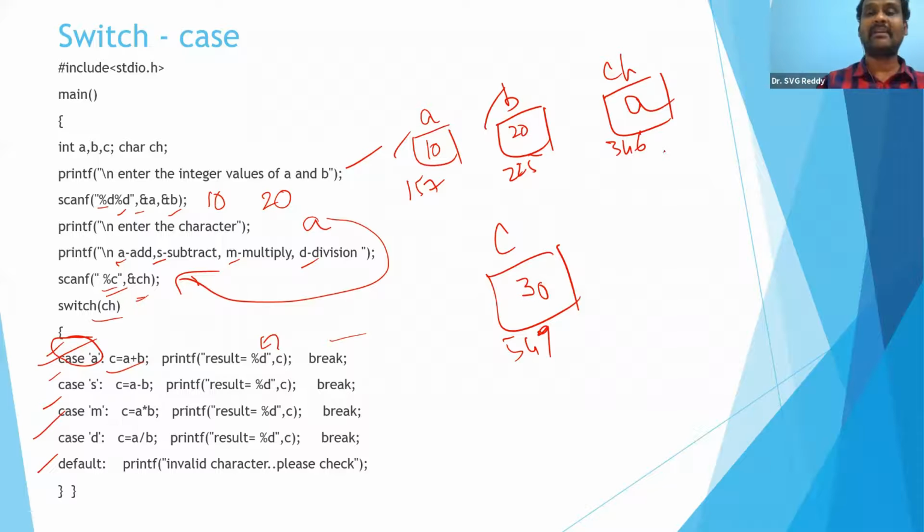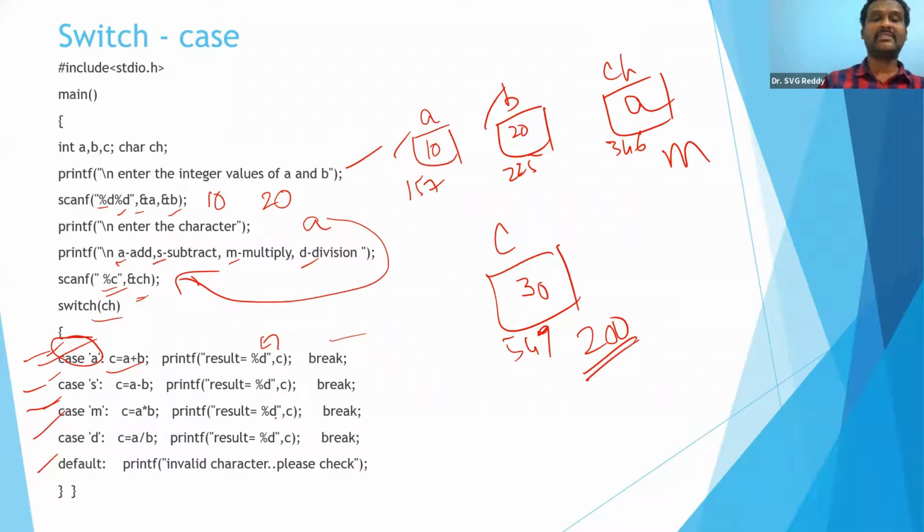So CH is equal to M now. The processor will check case A. No, it is not M. Case S, it is not M. Yes, here it is there. Then it will print what? C is equal to A star B. So now it's not 30. 10 into 20, it is 200 now.